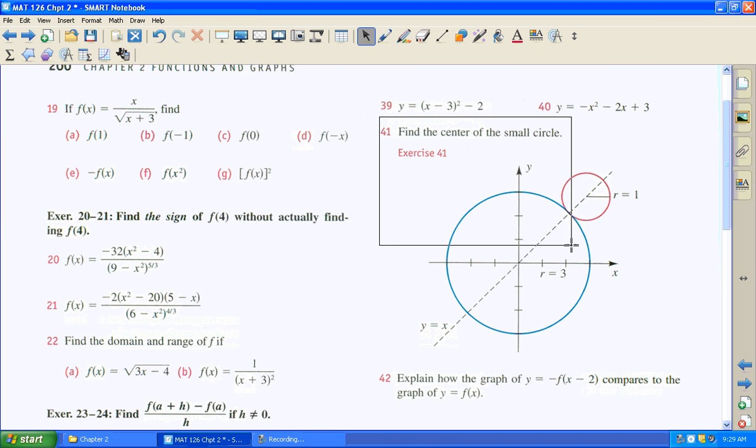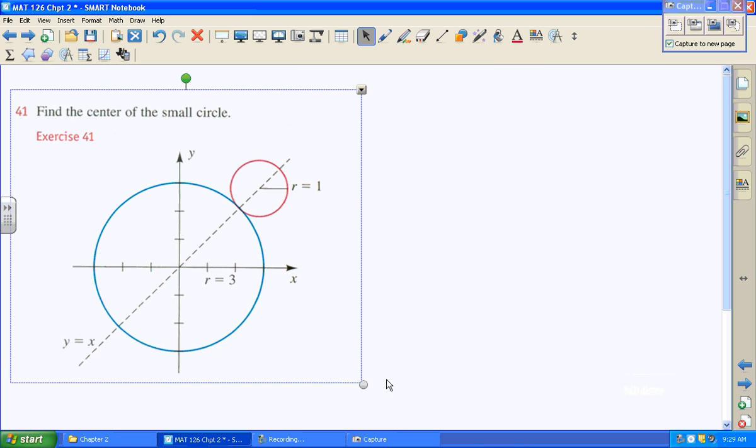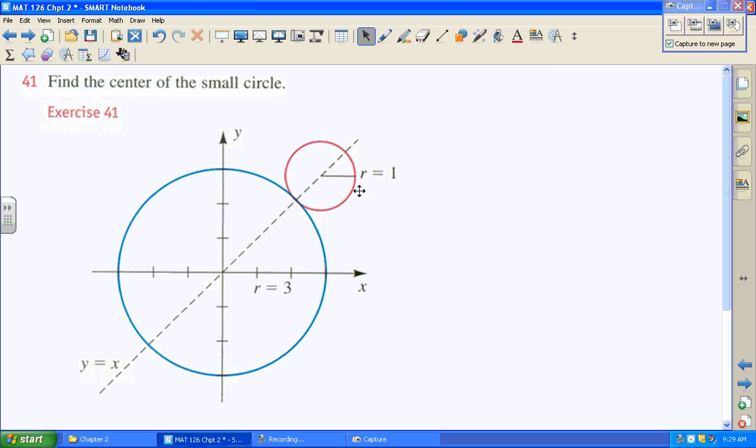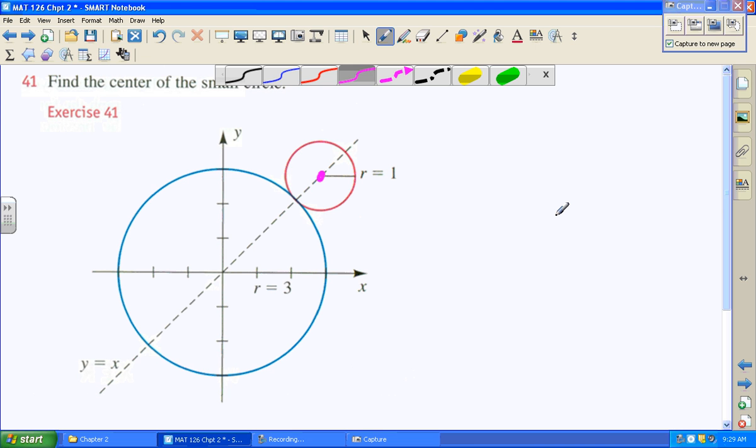This ought to be interesting. I've never done these problems before, but it looks like fun. Looks like it. Find the center of the small circle. I wish that was all we had to do was put a little dot. I know. There. Like there's a dot, found it? Yeah. It's right there. Right in the middle.